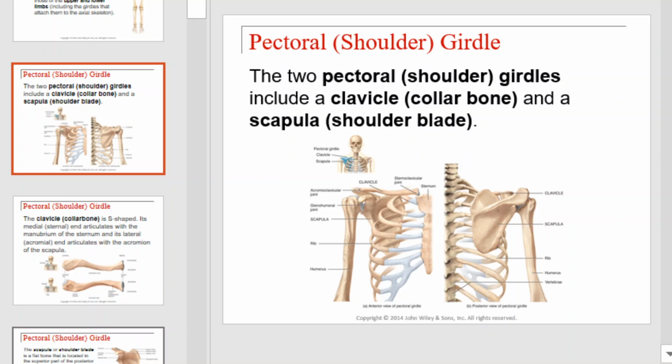The pectoral or shoulder girdle. The two pectoral or shoulder girdles include a clavicle or collarbone and scapula or shoulder blade, as seen here on this slide. Take a moment to familiarize yourself with each labeled structure on this slide.